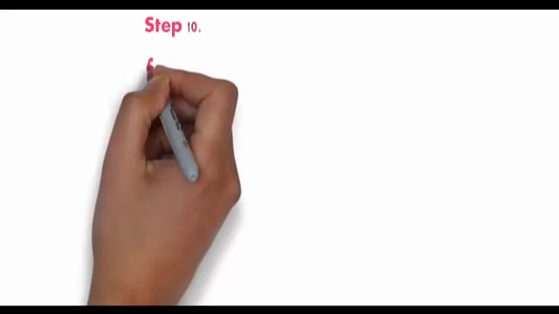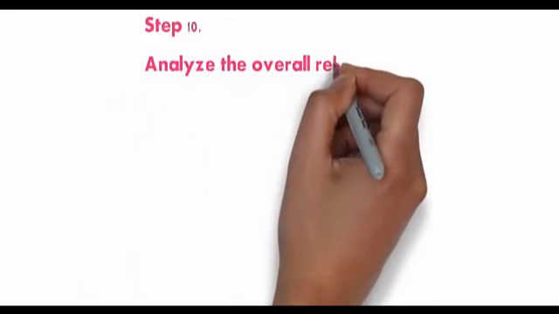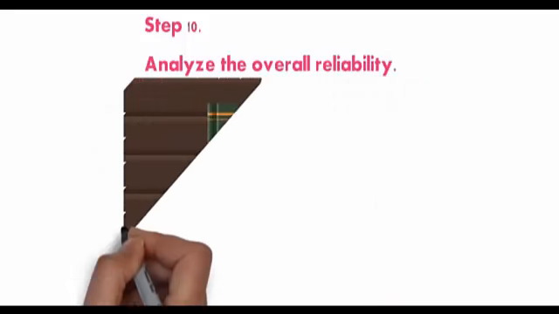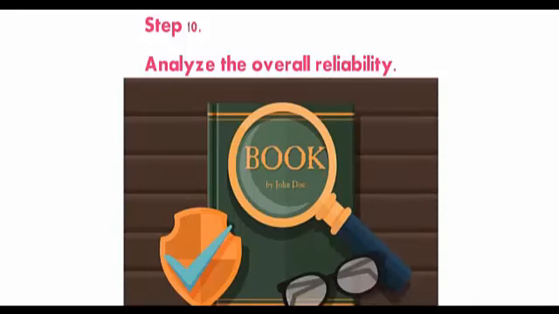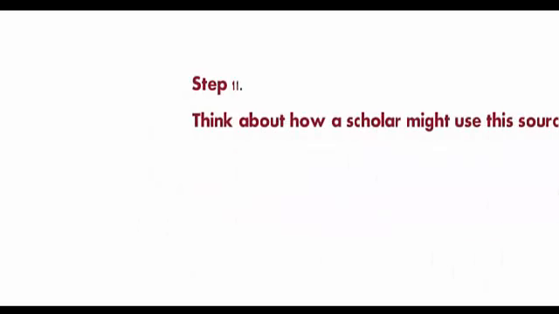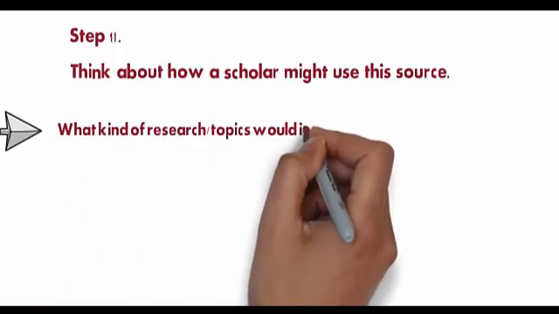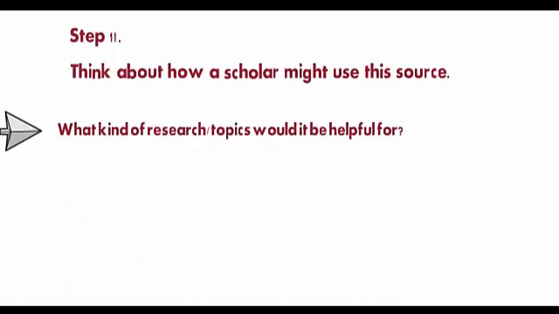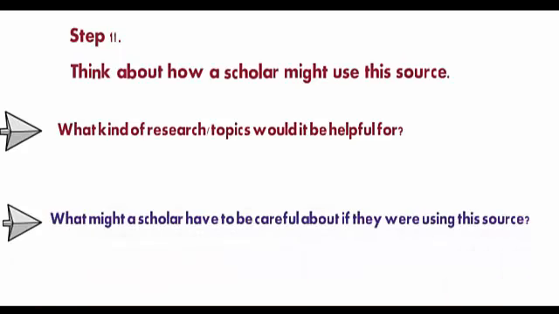Step 10. Analyze the overall reliability. Remember that even if you determine that an author probably had reason to be untruthful, the source may still be useful. Step 11. Think about how a scholar might use this source. What kind of research topics would it be helpful for? What might a scholar have to be careful about if they were using this source?